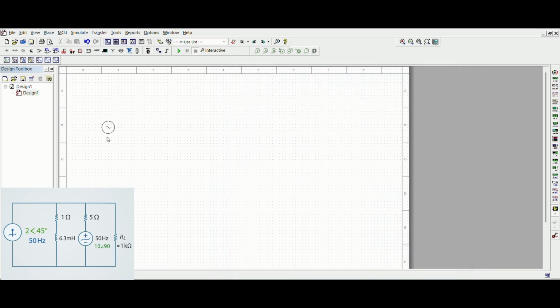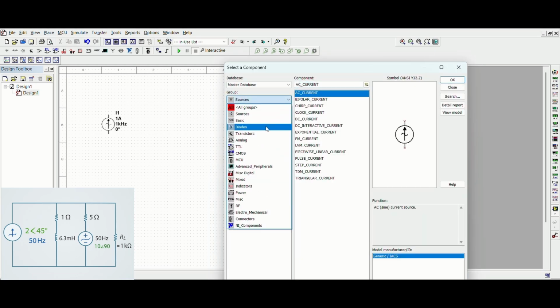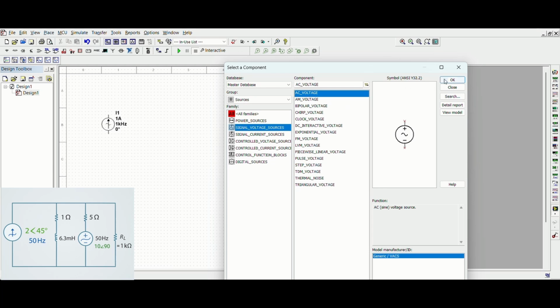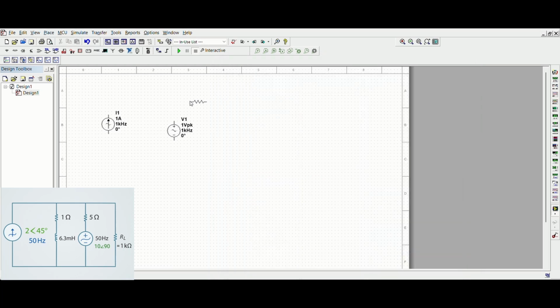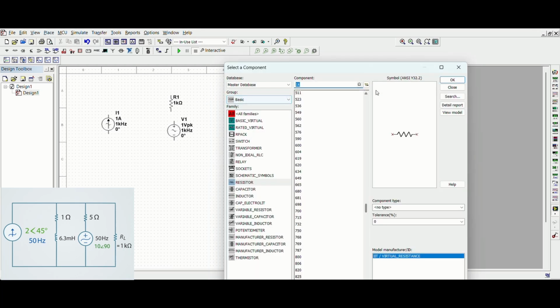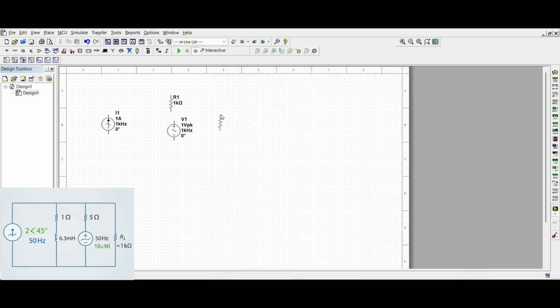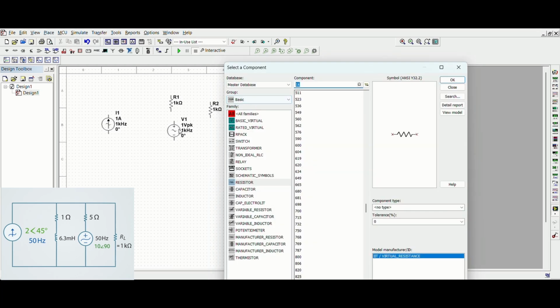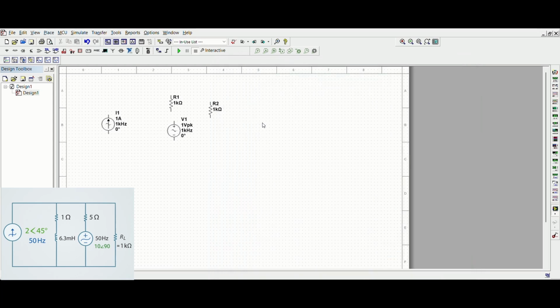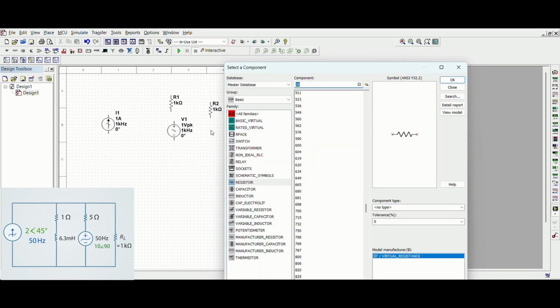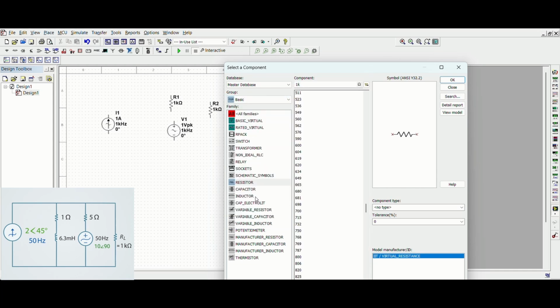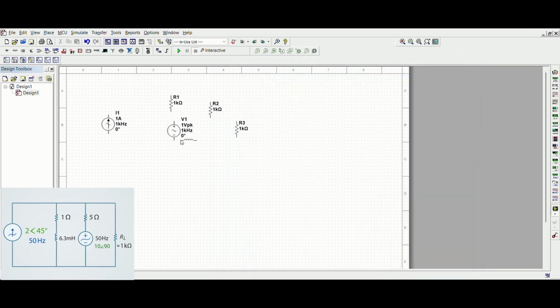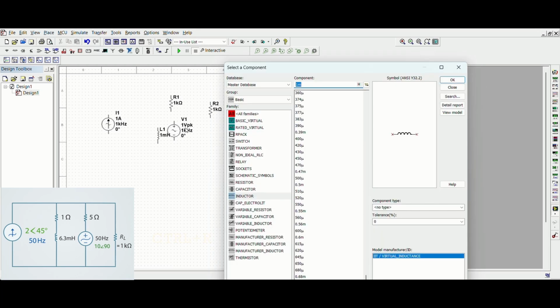For that, we need one AC current source and one AC voltage source. And now we need resistance. We will change the value of resistance later. First, we will make the circuit and then we will change its value. We also need one inductance. So for inductance, go to basic and then inductor. Rotate it by pressing Ctrl R.